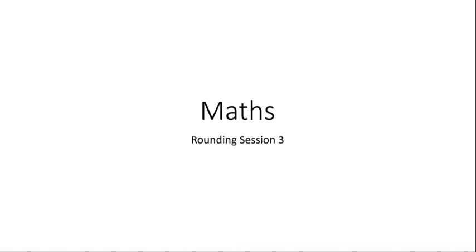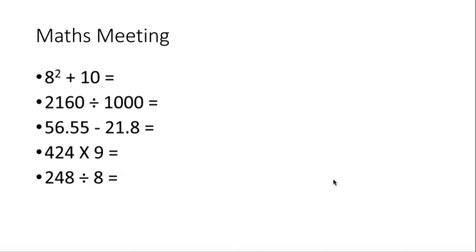Let's start as always with our maths meeting. We've got 8 squared plus 10. Use your place value grid to divide by 1000. Then we've got a column subtraction. Be careful because it's 2 digits minus a 1-digit number. Column multiplication and then a short division. Pause the screen and off you go.